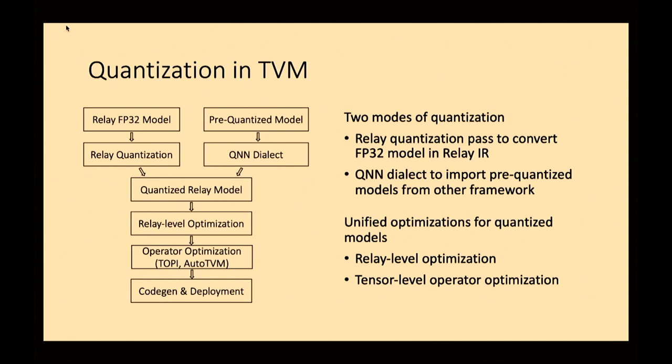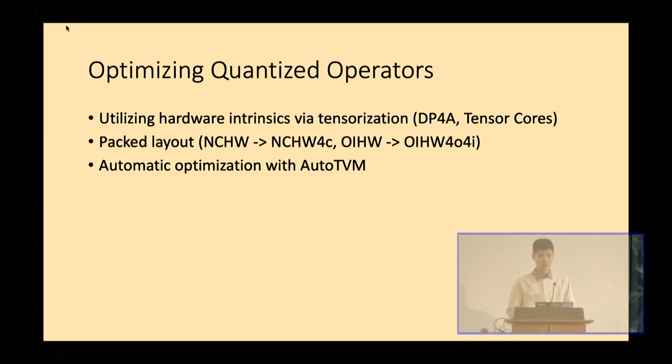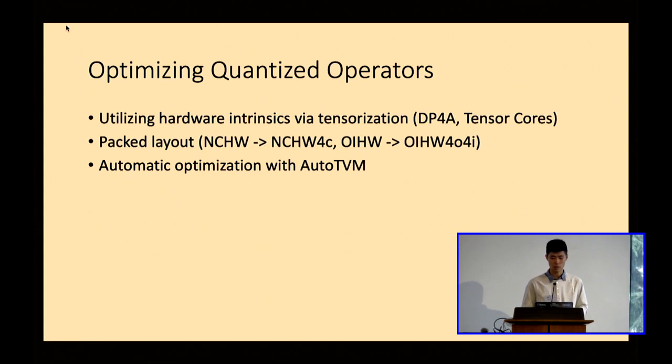Next, I'm going to show you how we optimize these operators in CUDA platform. The first thing we do is to utilize hardware intrinsic. As you know, currently many hardware support some very efficient intrinsic instructions, such as DP4A on NVIDIA GPU, which allows us to compute very efficient dot product between two 8-bit integer vectors, and also TensorCore instructions, which are covered by previous talk. To use this intrinsic in TVM is very easy and straightforward.